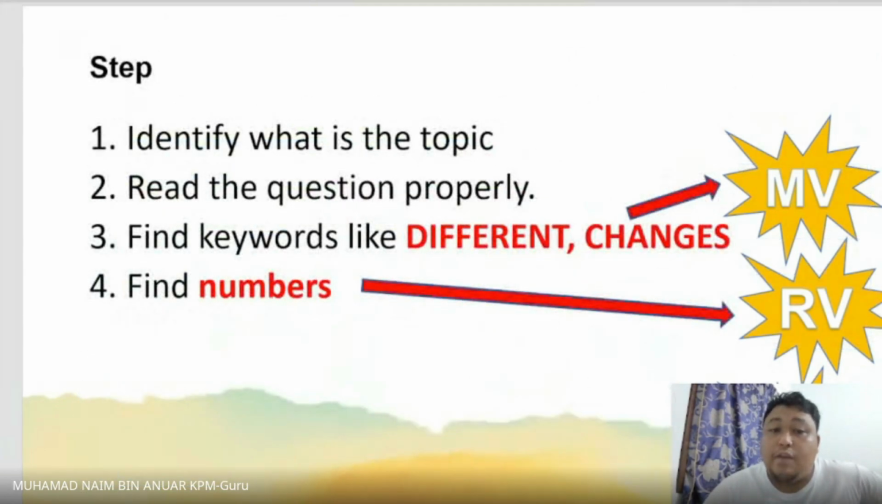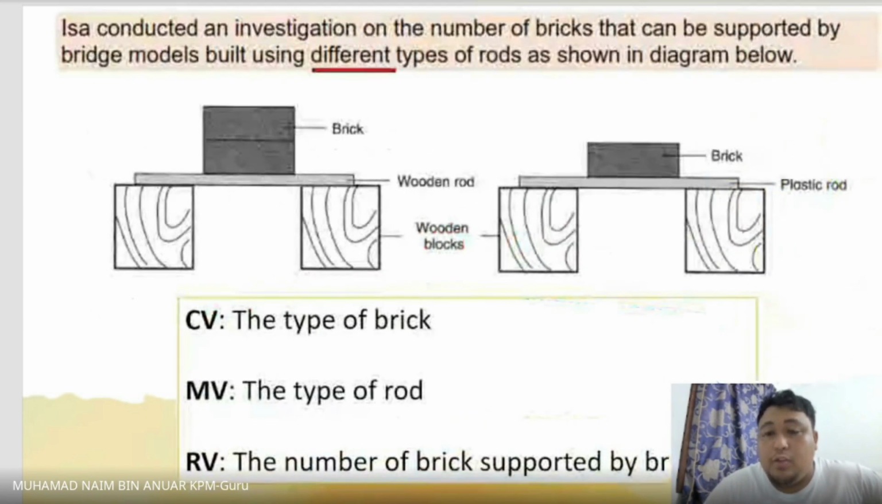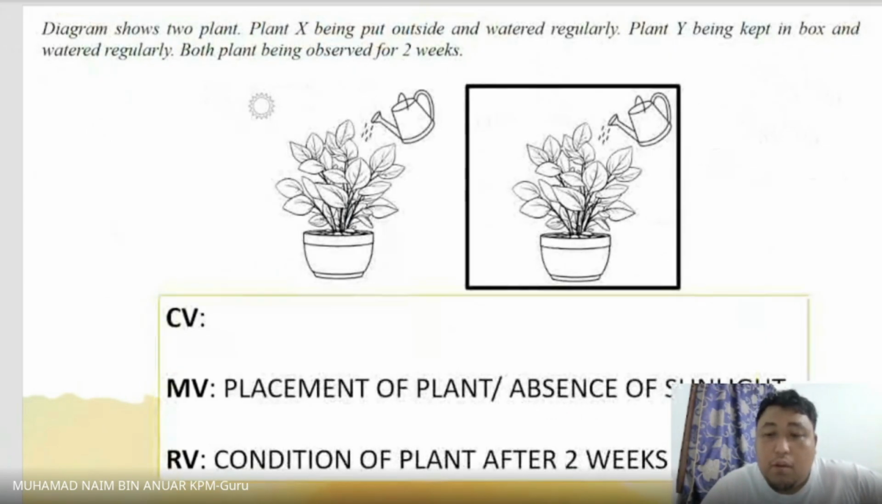Responding variable. Why numbers? Because we can measure it after the experiment. What do we want to look at after the experiment? We want to look at whether the plastic rod or wooden rod can handle how many bricks after the experiment. We want to look at what happened to the plant after the experiment.